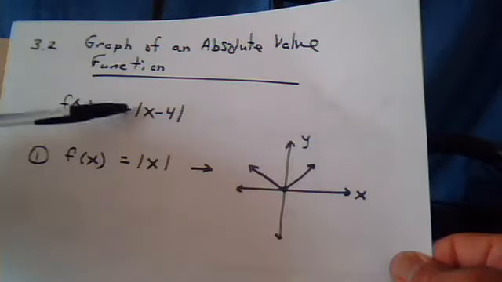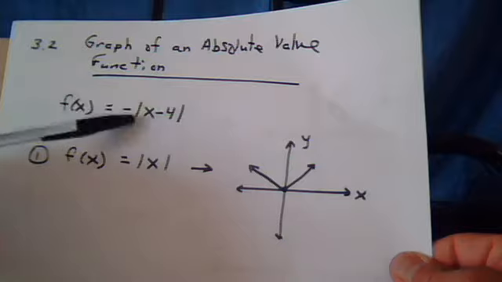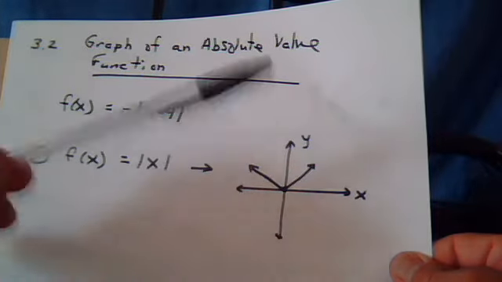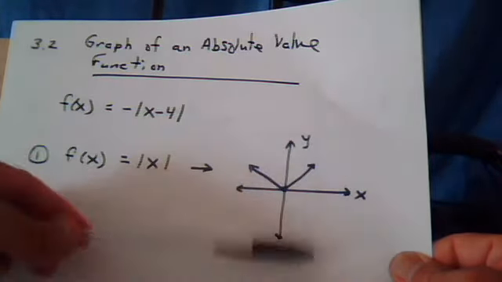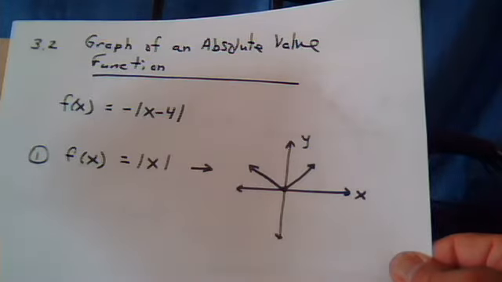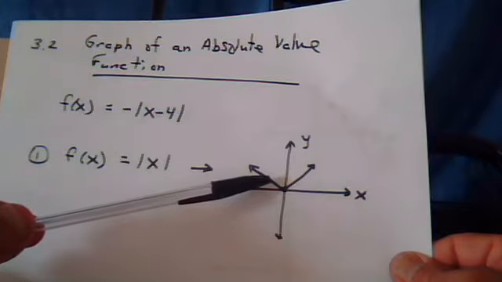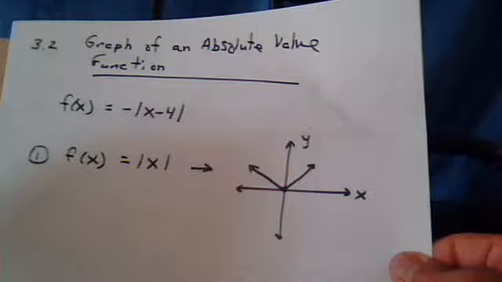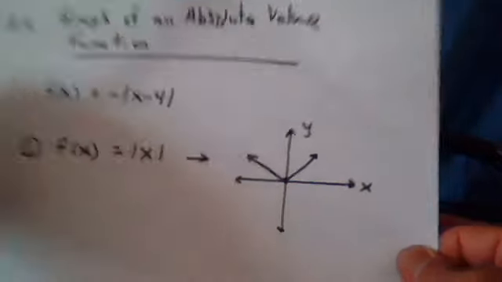How is this negative going to affect this graph? When you have a negative in front of the absolute value, this graph is going to be flipped around the x-axis. So it's going to flip down. It's going to be pointing this way. So two things are going to be happening. This graph is going to be shifted 4 units to the right and then reflected in the x-axis. That's what this negative does. It flips it around the x-axis.